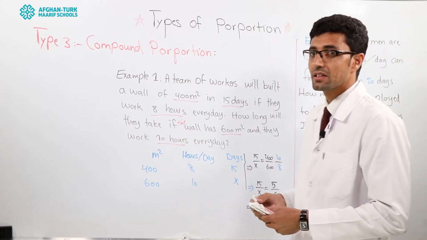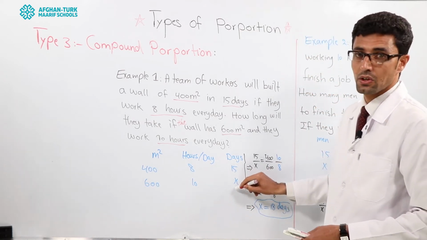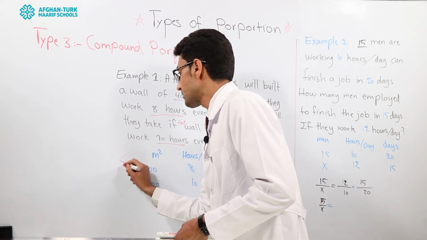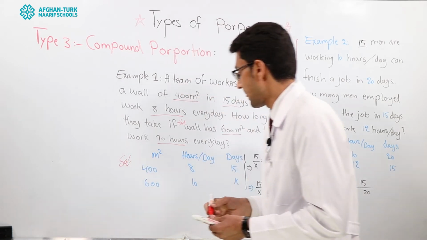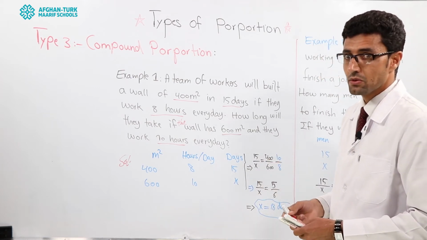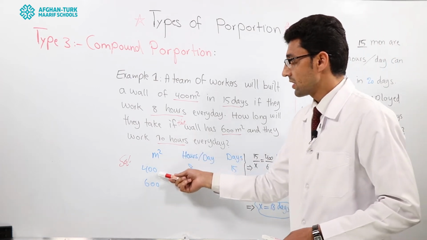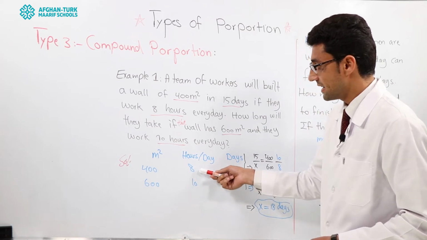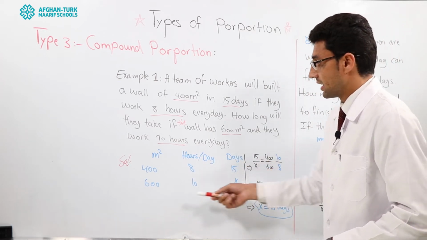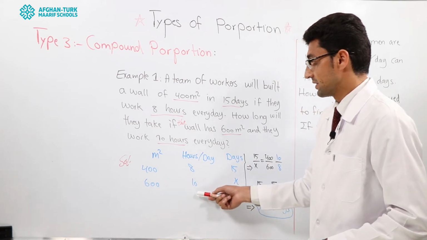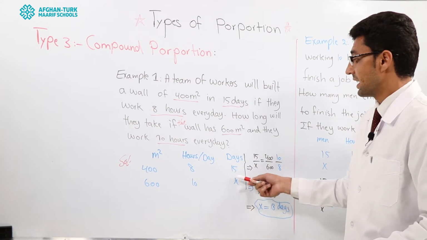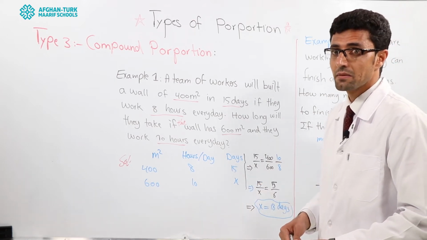What is not clear? Days. Okay? And here in short I want to solve this problem, as a proportion. 400 meters square, daily 8 hours, and in 15 days they will finish. And if it is 600 and they work 8 hours per day, in how many days will they finish?